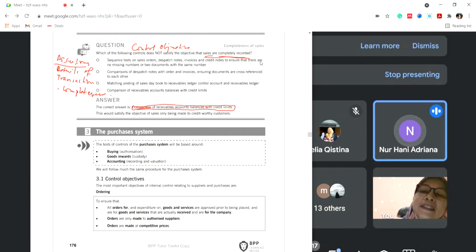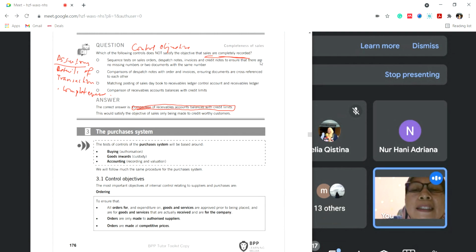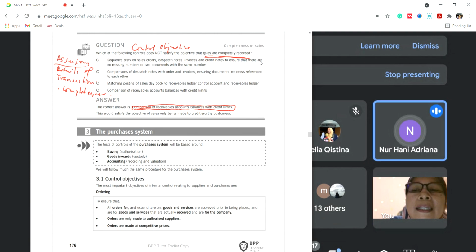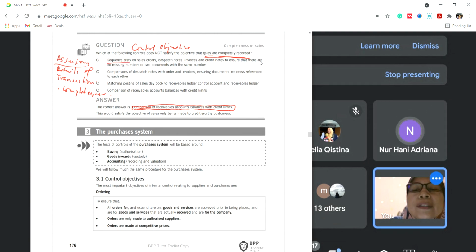I think number 1 because the document is already completely recorded because it has a sequence test. Okay, because it has a sequence test, so that means you can see whether the company is issuing the same number of invoices. Okay, good.